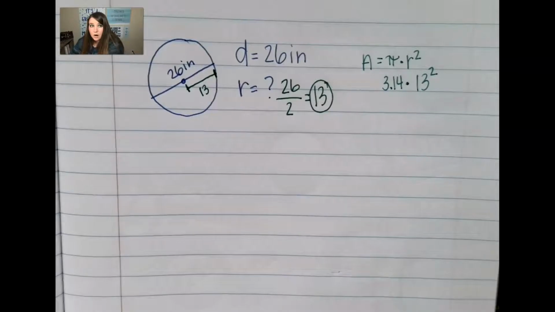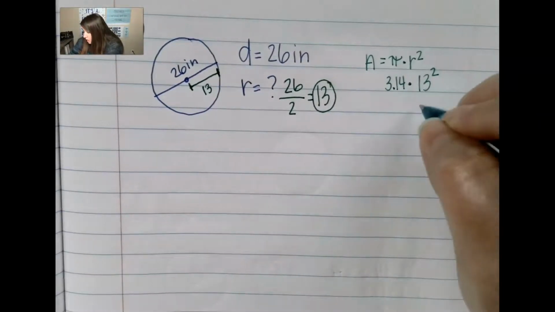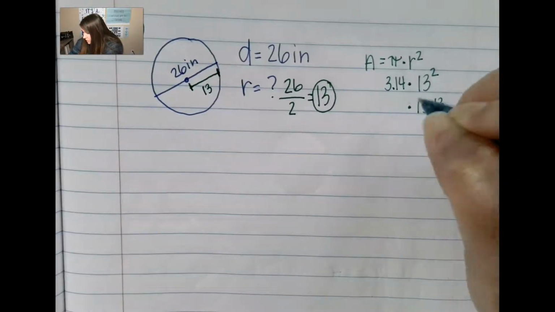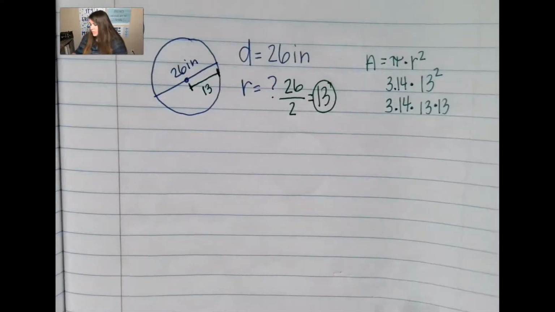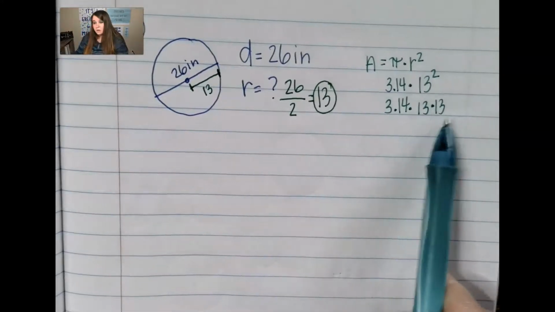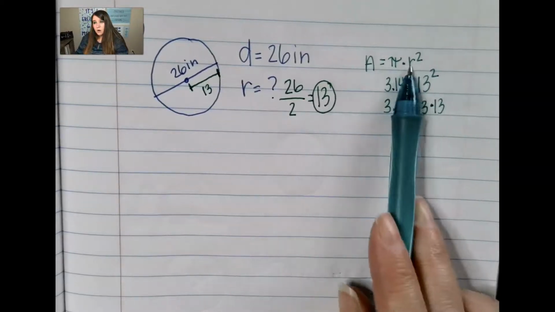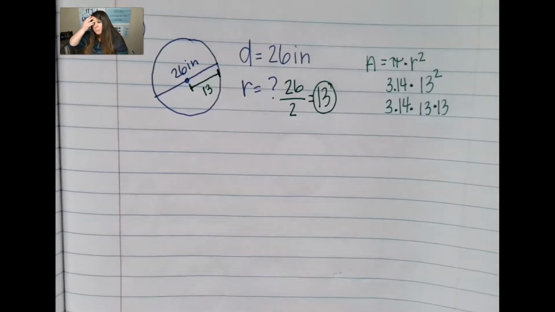Okay, so RR. Lots of pirate talk in this one. So 13 times 13 times 3.14. Okay, here's my radius right here. I've squared it to follow the formula. So r squared, RR. And now I'm ready to multiply this out.